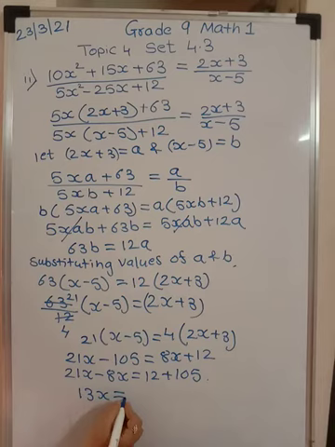13x would be equal to 105 plus 12. 5 plus 2 is 7. Then 1 and 1. Alright. 13x is equal to 117. Up till here, is it clear? So what will be x?